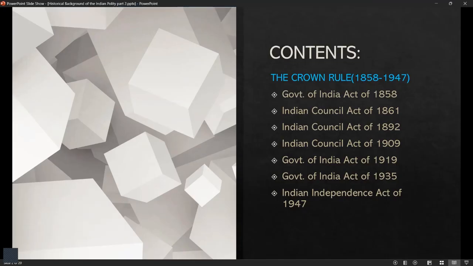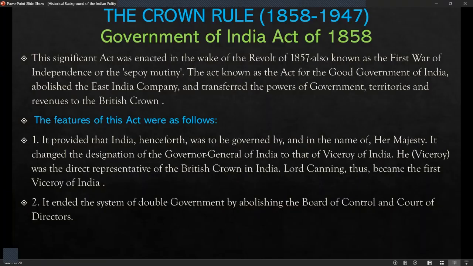Earlier it was Company rule, so now it will be Crown rule, and we'll study the Government of India Act and the Indian Councils Acts, till India gained its independence in 1947. Okay, so let's see the Crown's rule. The Crown's rule lasted from 1858 to 1947. So the first act was the Government of India Act.